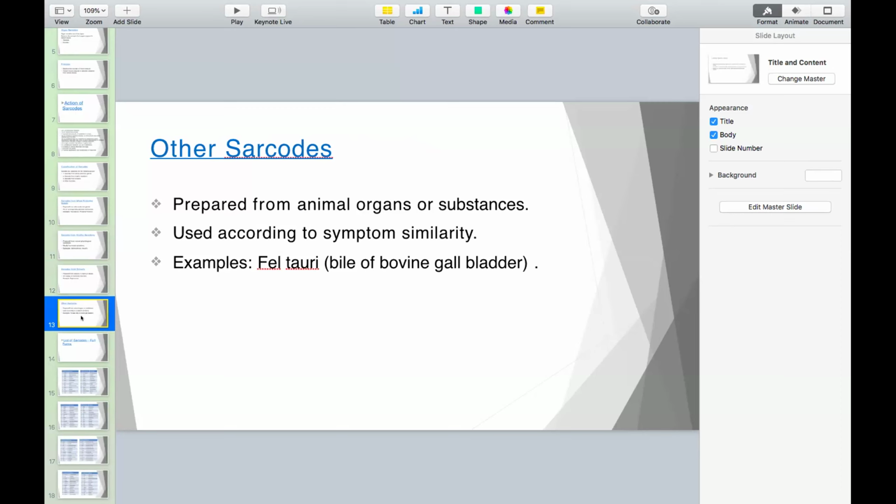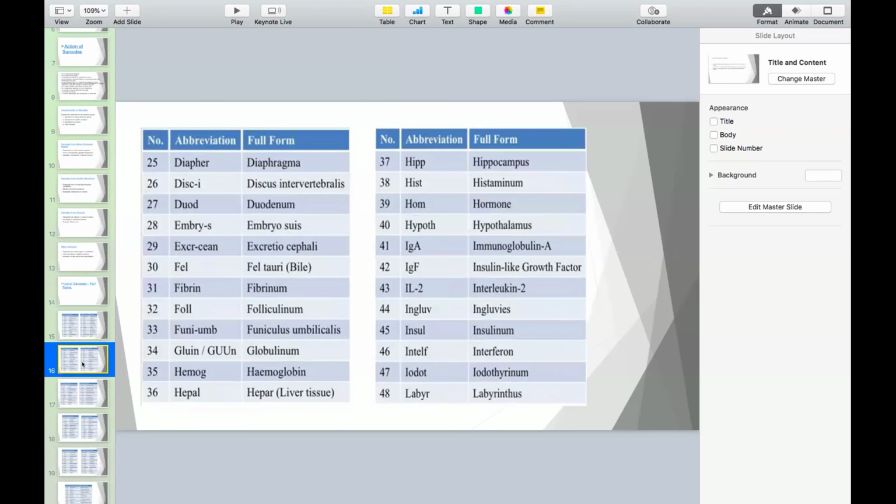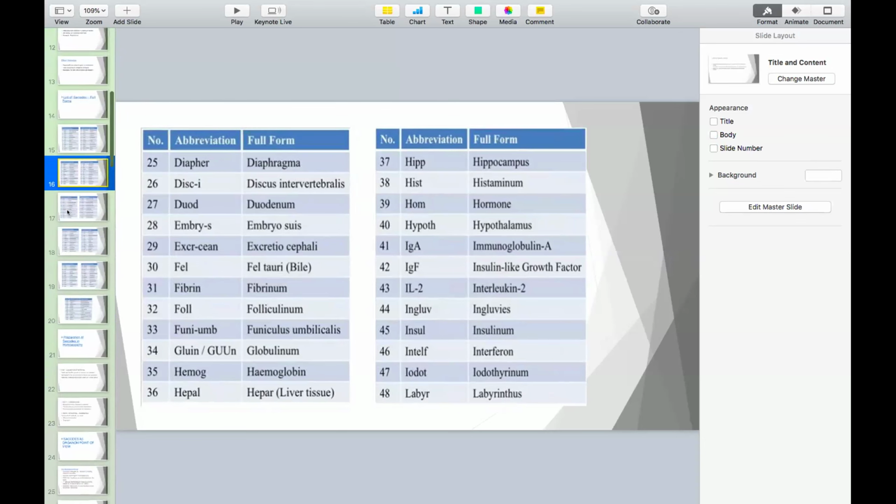It is just like adrenocorticotropic, cerebrum, cortex, corticosteroids, testes. Next, all are the list. Folliculinum, histaminum, hippocampus. It is all included, along with insulinum. There are multiple remedies included in SARCODES.